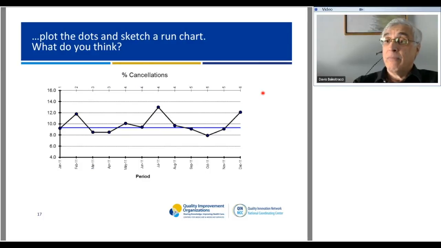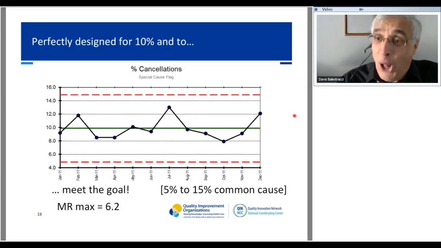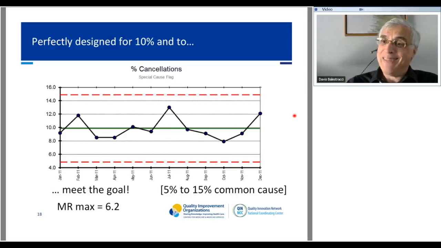And what's the result been? No change. Even further, let's now get the common cause limits. This is saying she's averaging 10%, by the way. She's meeting her goal. So it's perfectly designed for 10% and to meet the goal. Yet, in any 1 month, she will observe between 5 and 15, which is just statistical variation on 10. And 1 month can differ from the previous month by as much as 6.2.